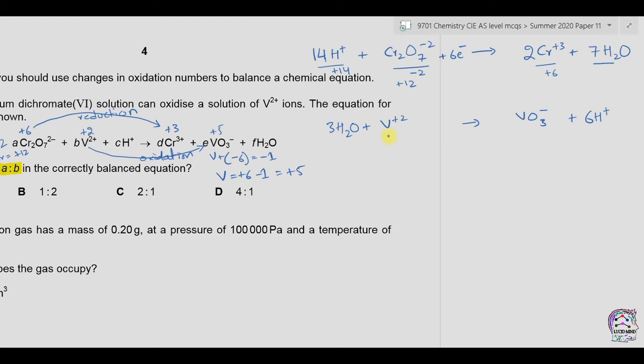Similarly, calculating the charges in the second equation, we have +2 charge on the reactant side, and -1 and +6 on the product side. So the overall charge is +5 on the product side and +2 on the reactant side. It means we can add 3 electrons to the product side in order to balance the charges. Now the next step is to balance the number of electrons. In the first equation we have 6 electrons and in the second equation 3 electrons. So the second equation must be multiplied by 2 in order to equalize the number of electrons lost and the number of electrons gained.